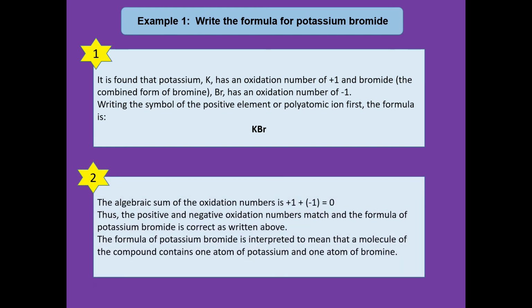Second step, the algebraic sum of oxidation numbers is positive 1 plus negative 1, which is equal to 0. Thus, the positive and negative oxidation numbers match, and the formula of potassium bromide is correct as written above. The formula of potassium bromide is interpreted to mean that a molecule of the compound contains one atom of potassium and one atom of bromine.